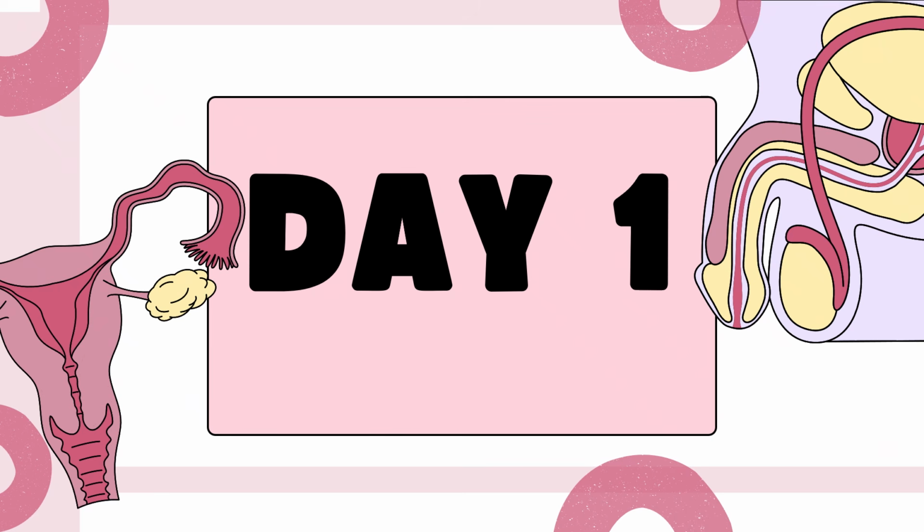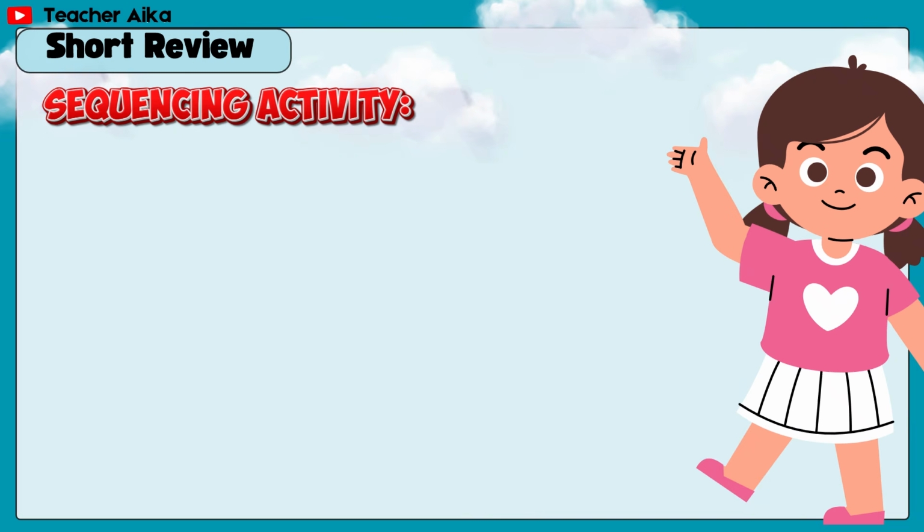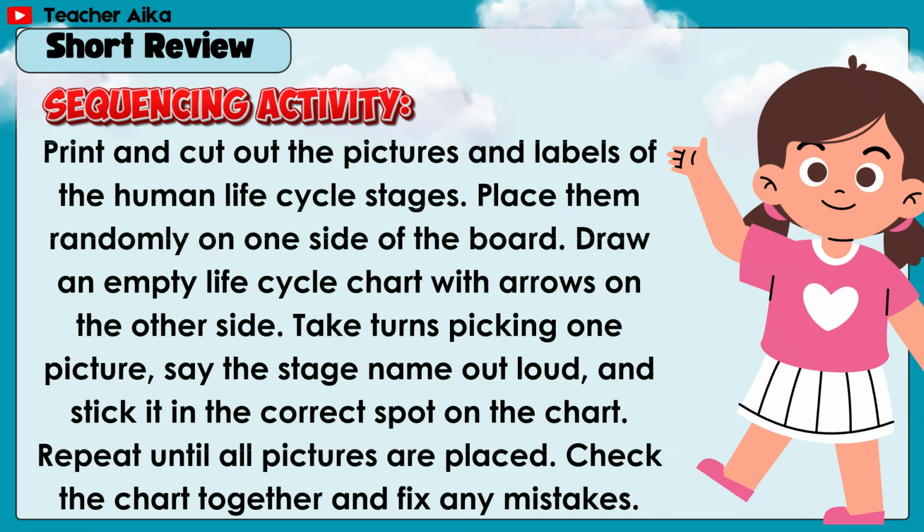Day 1. Let's have a short review. Sequencing activity. Print and cut out the pictures and labels of the human life cycle stages. Place them randomly on one side of the board. Draw an empty life cycle chart with arrows on the other side.